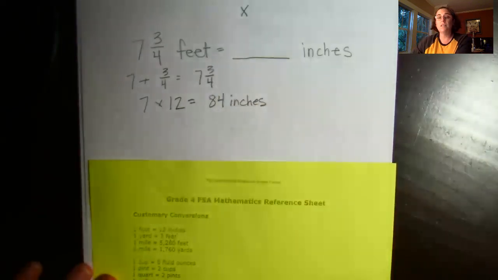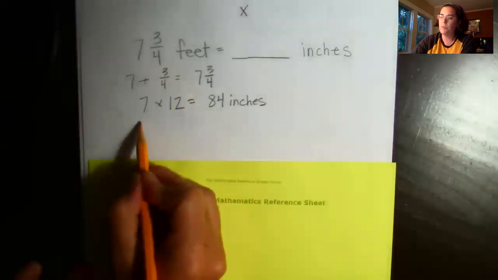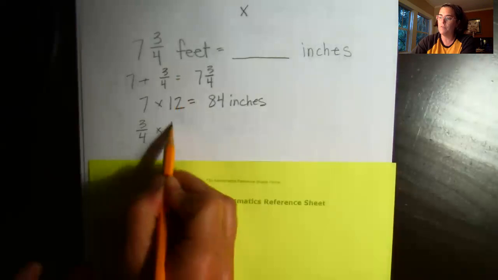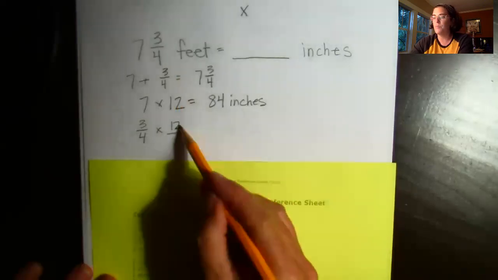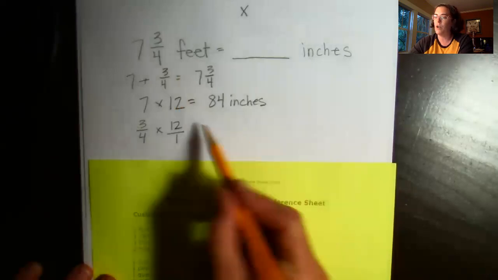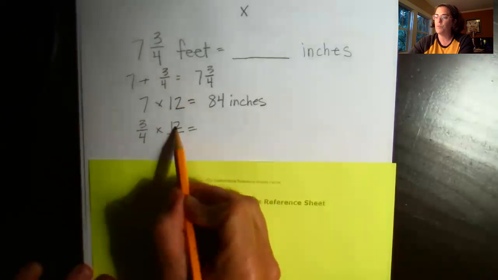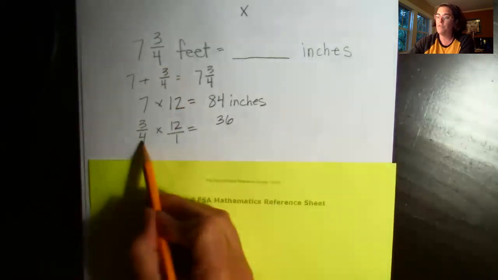But I'm not done yet because I still have this 3/4 here. So now I'm going to multiply 3/4 by 12. And remember, we learned that we can make any whole number a fraction by putting it over 1. And when we multiply straight across, I'm going to multiply 3 by 12: 12, 24, 36, and 4 times 1.